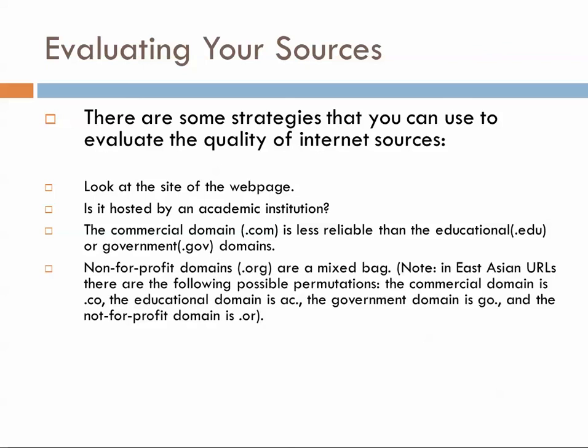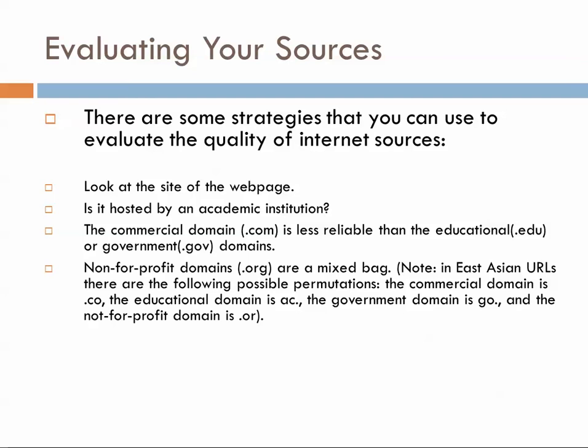Non-for-profit domains like org are a mixed bag. In East Asian URLs, there are differences, however, that you should be aware of. So a commercial domain, for example, in Japan, is .co, not .com. The educational domain is not .edu, it's .ac. And the government domain is .go, not .gov. Non-for-profit is .or. So when you're working with Japanese language resources, Japanese language internet pages, you have to keep that in mind.